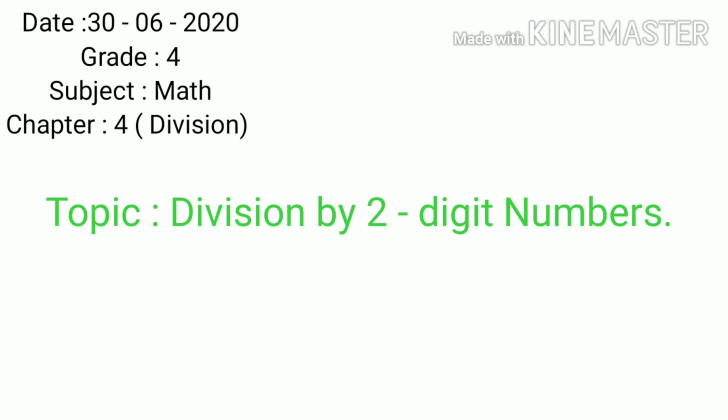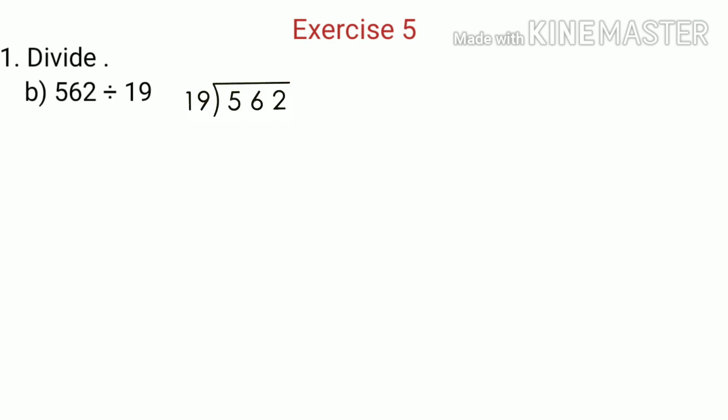Hello students, last class you learned about division by one-digit numbers, and today you will learn about division by two-digit numbers from chapter 4. Let's start by trying to solve one question from exercise 5. Let's solve question number 1. Divide number B, 562 divided by 19.